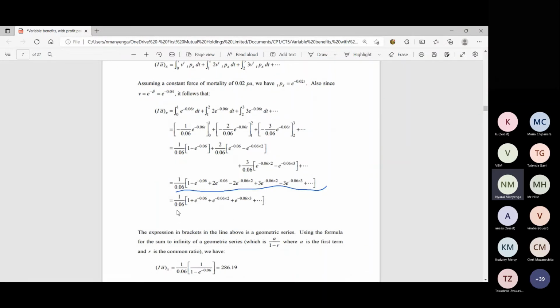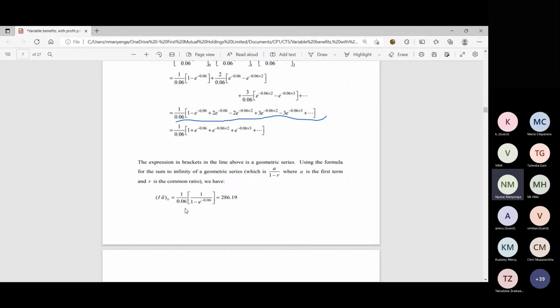So for you to be able to solve this expression, you need to recall the formula that applies to the sum to infinity of a geometric series, which is a divided by 1 minus r, where a is the first term in the series and r is the common ratio. Once you've done that, you see that this then just simplifies to 286.19.